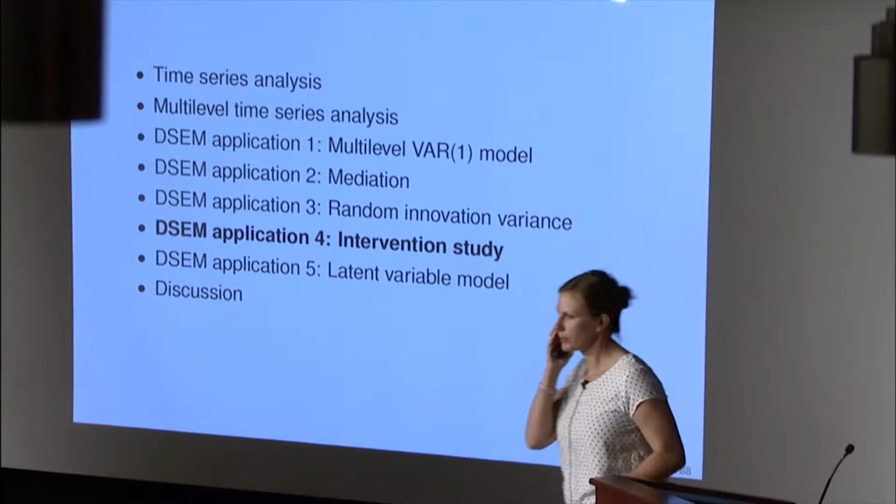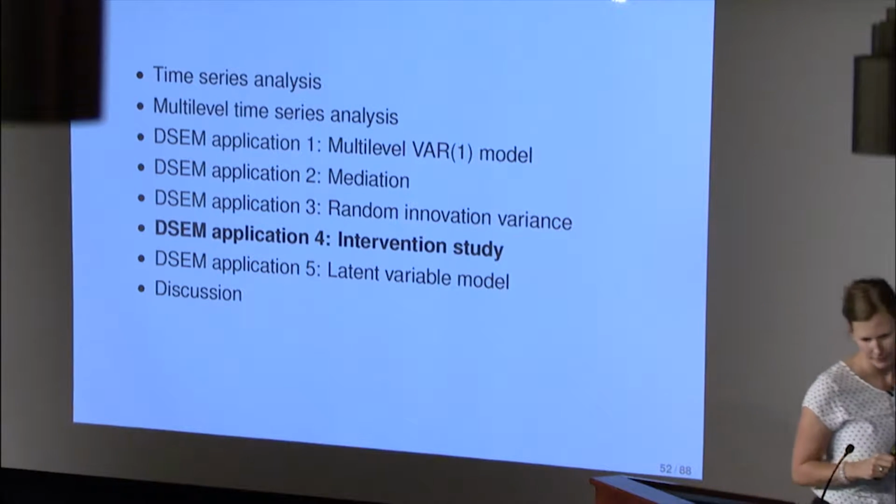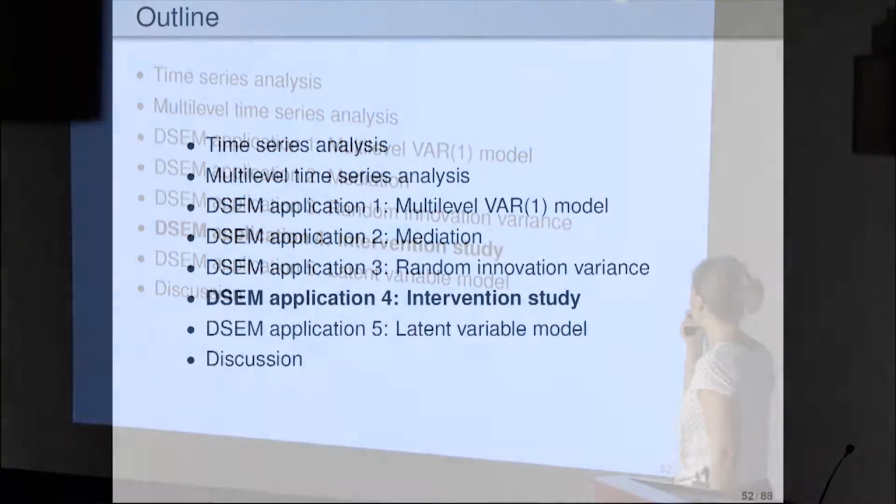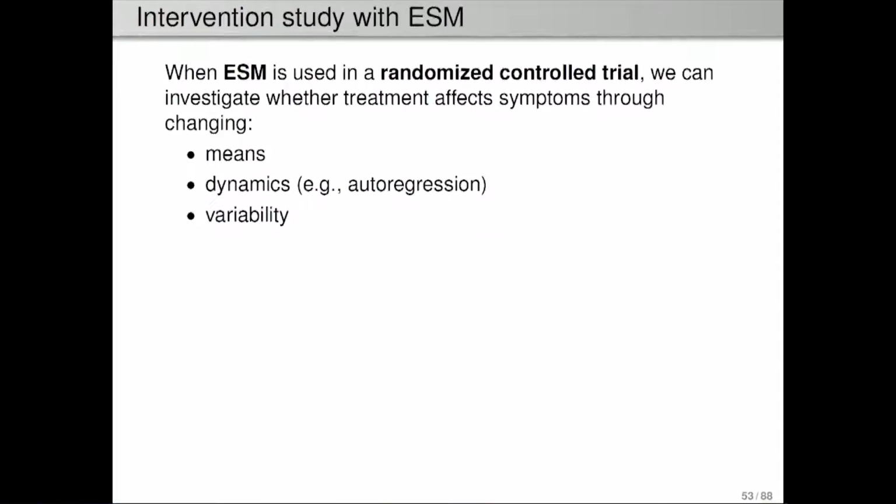That brings me to the fourth application. And this is really a different one. So it's about an intervention study. It's a randomized controlled trial. And so we can assign people to different treatments, gather ESM data, and see whether, for instance, the means are different across the two groups, or the variances, or the dynamics, the autoregression, or certain cross-lagged relationships.